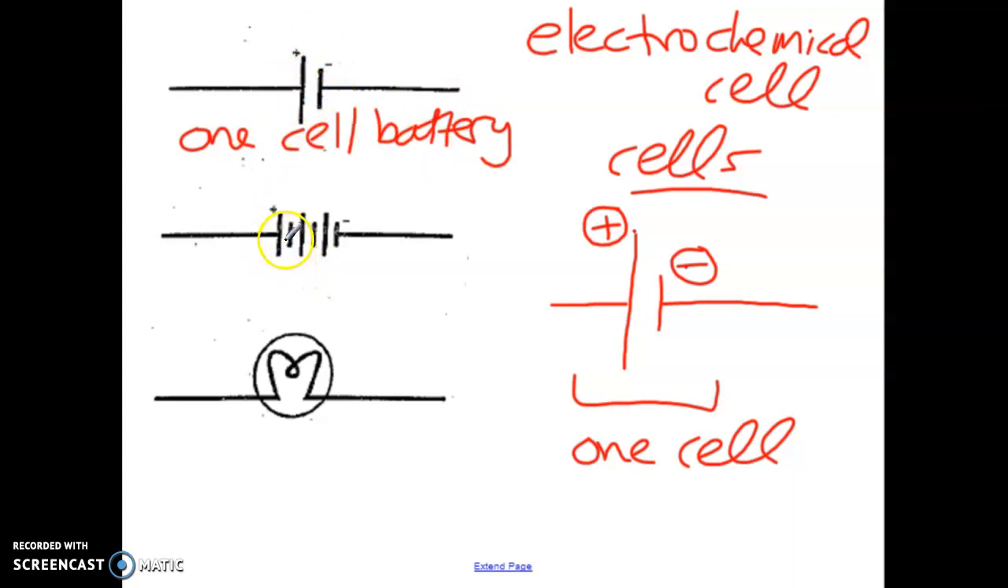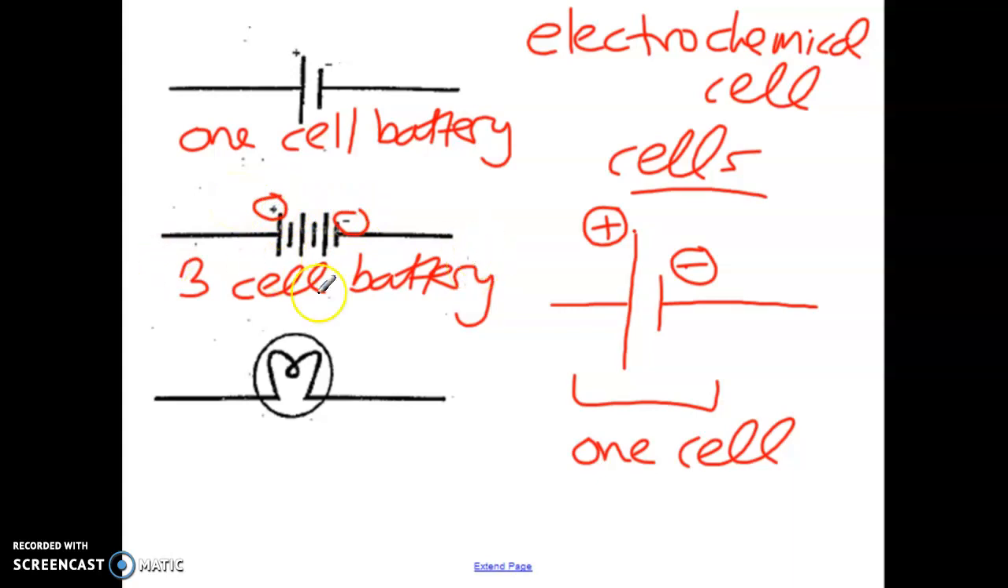Now, if you look at the next picture, it looks very similar, except there are multiple sets. So we have a big and a small line, that's one set. Another big and small line, that's two sets. And then a third big and small line. So this is called a 3-cell battery. Okay, but notice if you're drawing a battery, the last small line and the first big line, the ones at the very ends, you have to show the symbol for it. So you have to show, okay, this is the negative and this is the positive end.